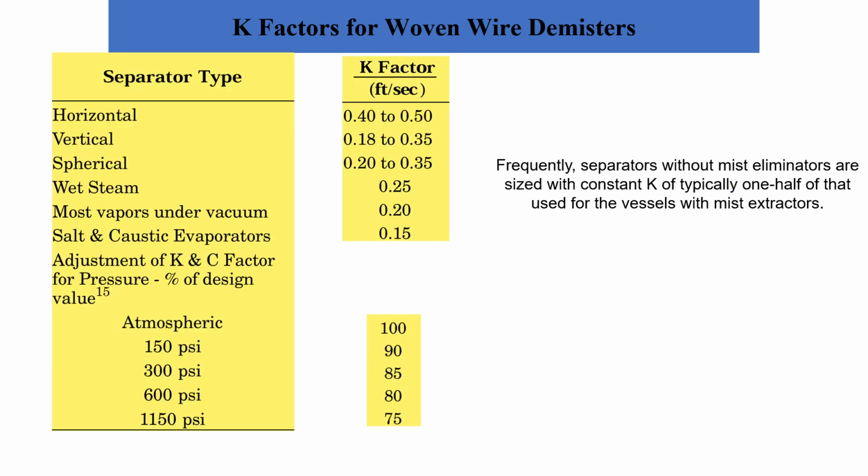Also you can get the K factor in terms of foot per second, with the correction factor as a function of pressure. If you have atmospheric pressure, you use 100% of the value. If you have, for example, 300 psi, then you use approximately 85% of the value obtained for any type of these mist.